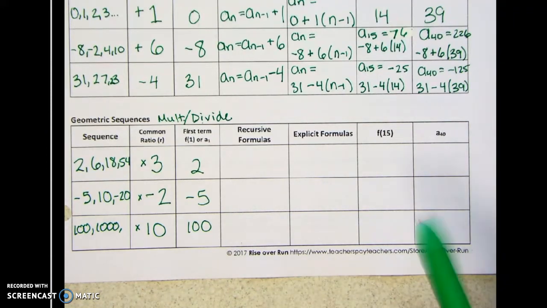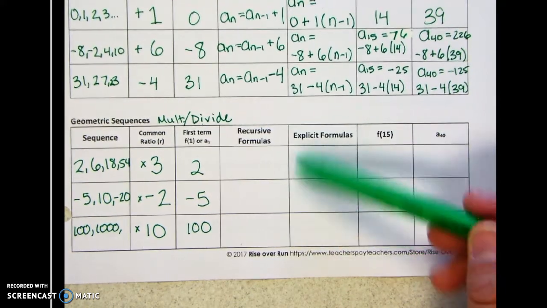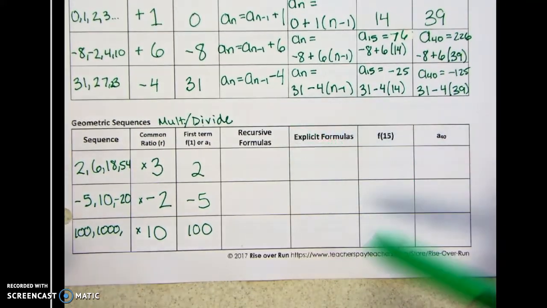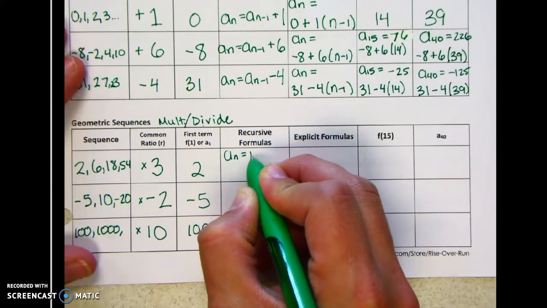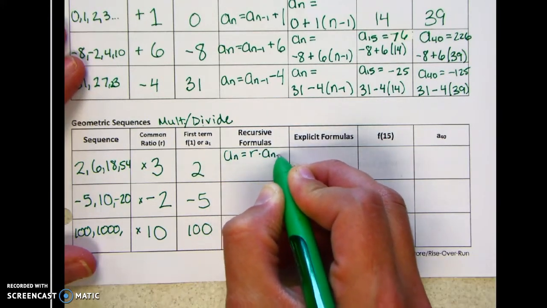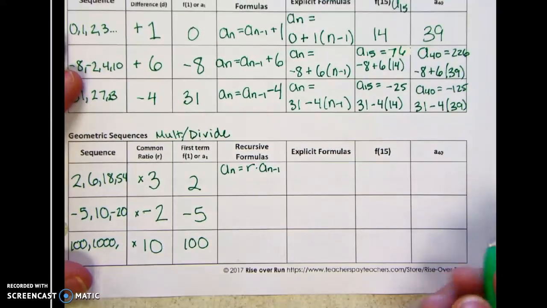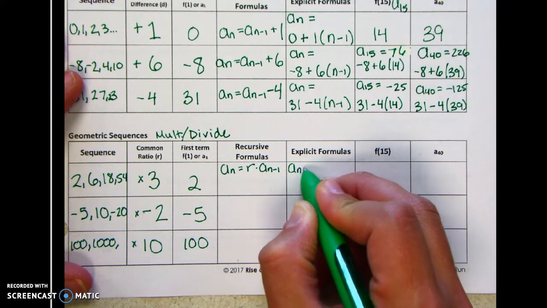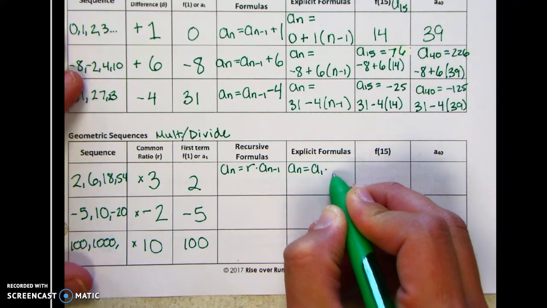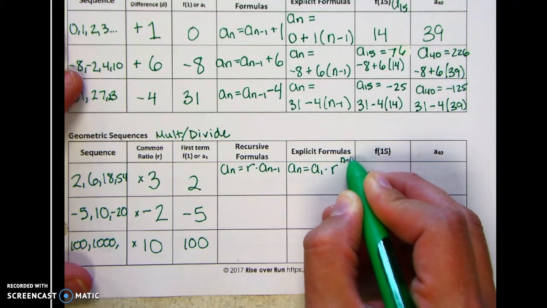Okay. Let's get some formulas down. So the recursive formula for a geometric sequence is a sub n equals r times the previous term, and the explicit formula is the first term times r to the power of n minus 1.